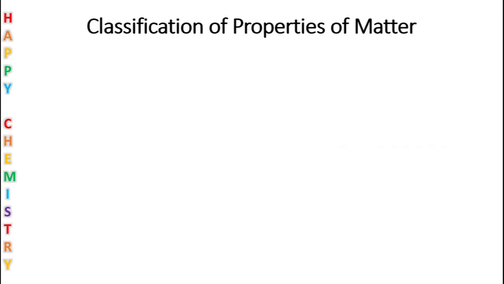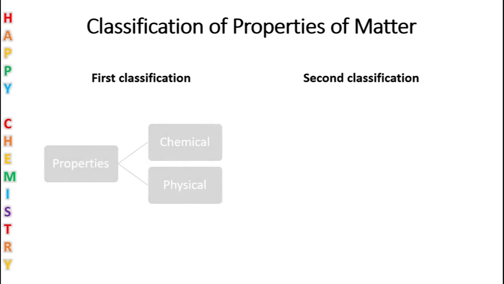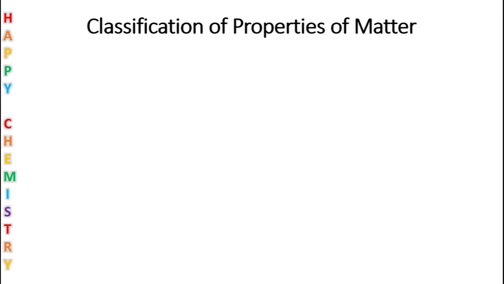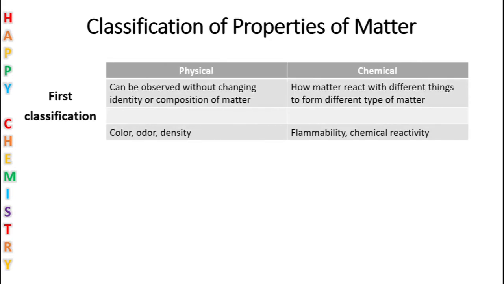Now we will see how the properties of matter can be classified. There are two classifications. According to the first classification, the properties are divided into physical and chemical properties. According to the second classification, the properties are divided into intensive and extensive properties. Let's look at the first classification. What are physical properties and what are chemical properties?